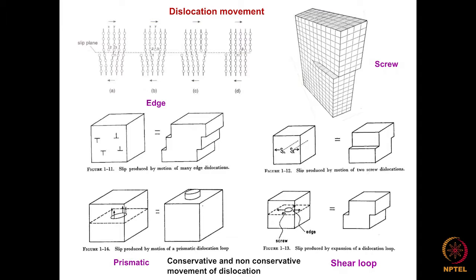But finally, how many bonds are being broken? Only at this region a bond breaking is taking place, correct, at a time. So that way, breaking a bond here and joining it, breaking a bond here and joining it, this way it is able to move.